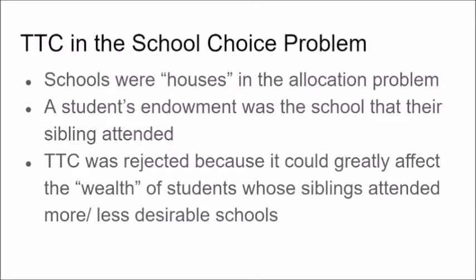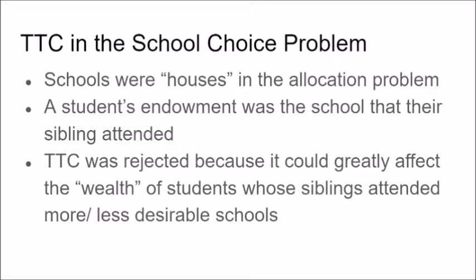So another place that the top trading cycles algorithm was tried was in school choice in Boston. Students were able to choose what school they went to, and the city of Boston attempted to make a system that would allow students to go to the same school as their siblings, so parents didn't have to drive their kids to two different schools. So schools were considered houses in the house allocation problem, and a student's endowment was the school that their sibling attended.